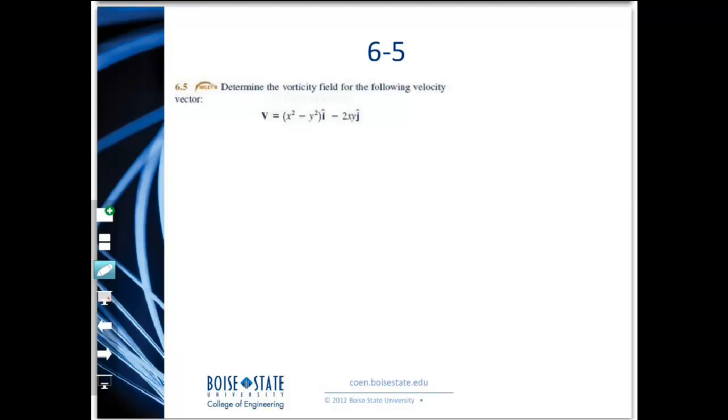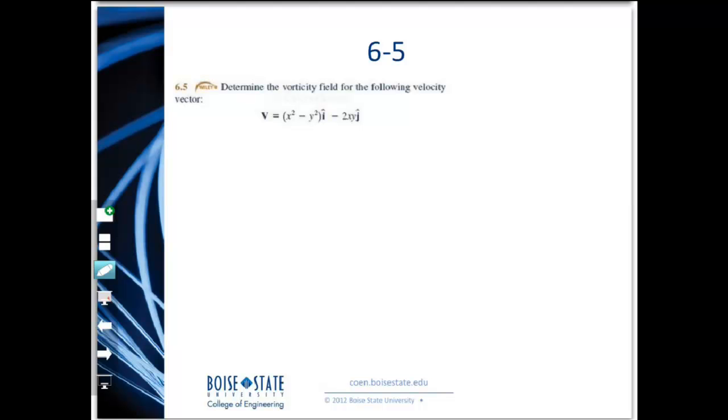So as we have seen before, differentiation and integration was crucial in chapters 4 and 5. In fact, throughout this chapter, you'll see that more so in chapter 6. Let's look at some problems. Determine the vorticity field for the following velocity vector.